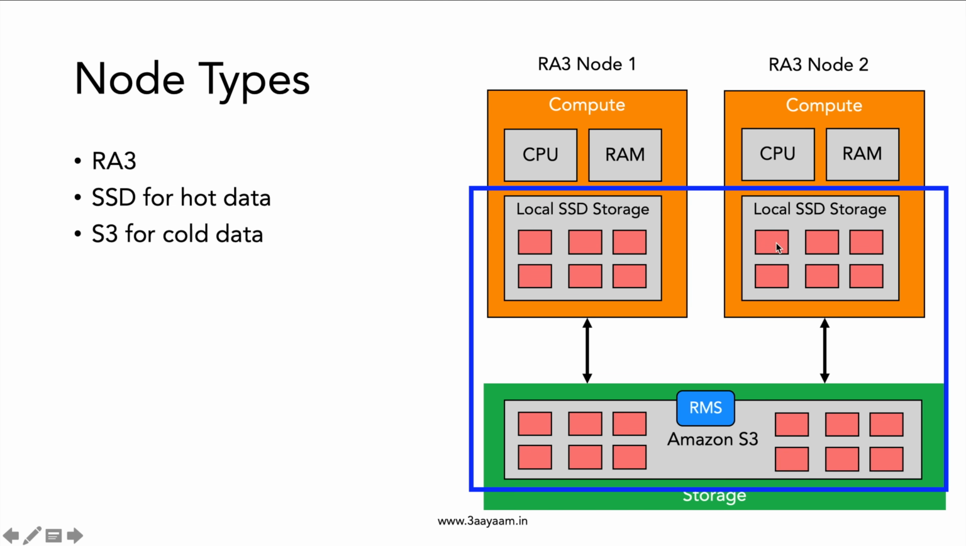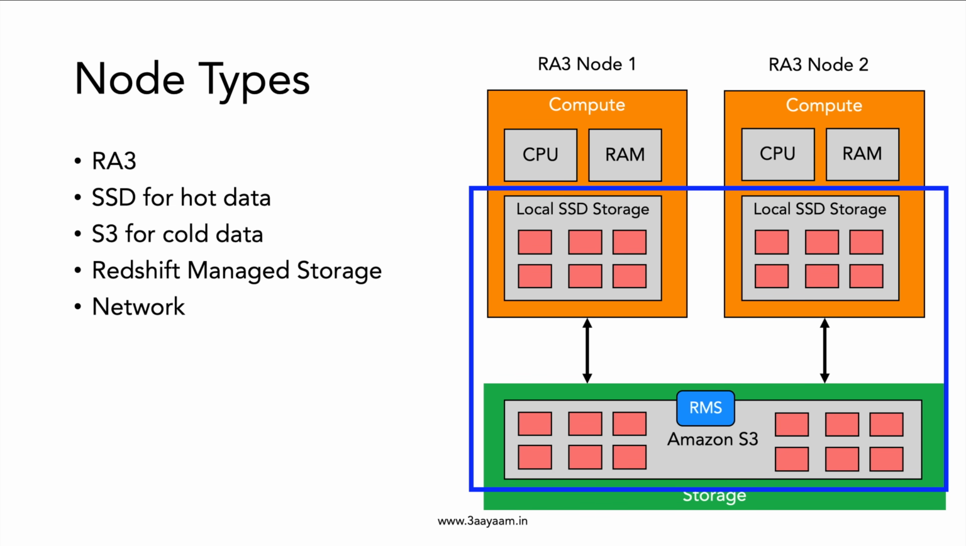So whenever you use RA3 nodes, whether you use local SSD storage or S3 storage, the pricing is the same. SSD storage can be used for hot data and S3 storage can be used for cold data. Now, as I said, this is called Redshift managed storage.